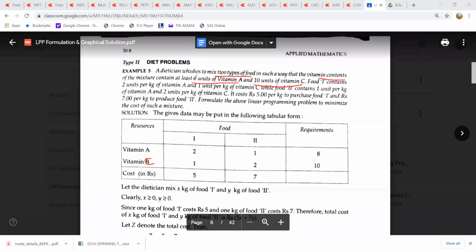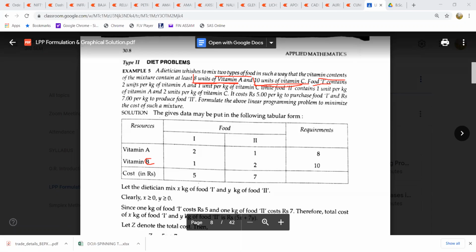Okay, let's see. When the dietitian is making a diet, it is mixing two types of food to make the diet. The condition in the diet is that it must contain 8 units of vitamin A and 10 units of vitamin C. Now see, there are two types of food, food one and food two.